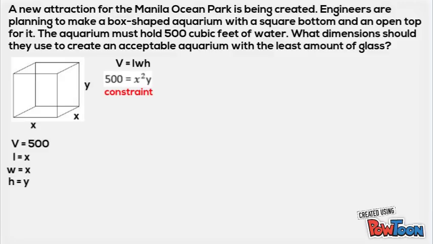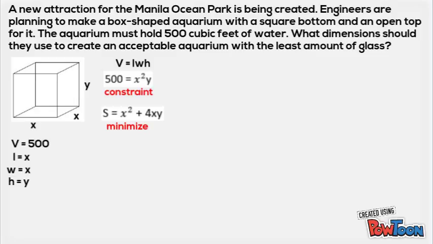For the second equation, we need to find the surface area of the box, which is the sum of the area of each face. Since our box has an open top, we are going to have 5 faces. So, the area of the bottom is x times x, or x squared, and the area of the side is x times y. Since there are 4 of them, it would be plus 4xy, and this would be the equation we want to minimize.